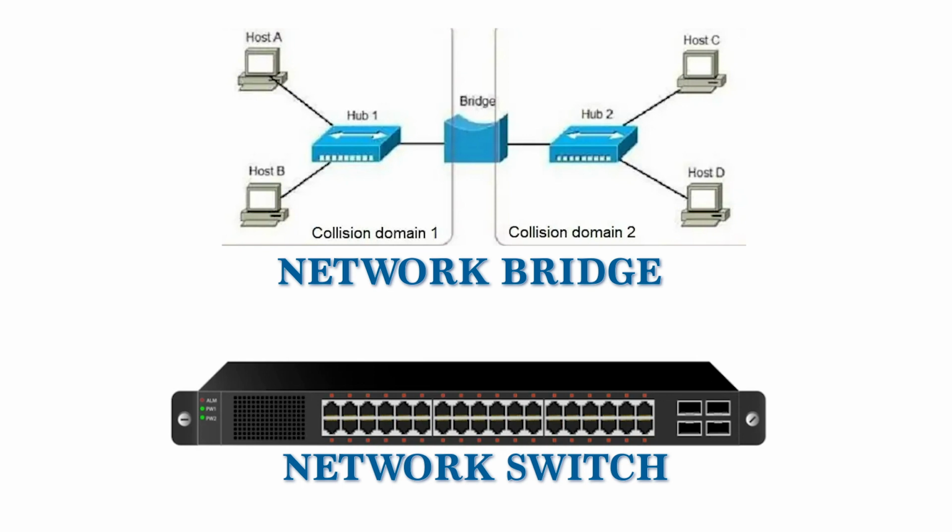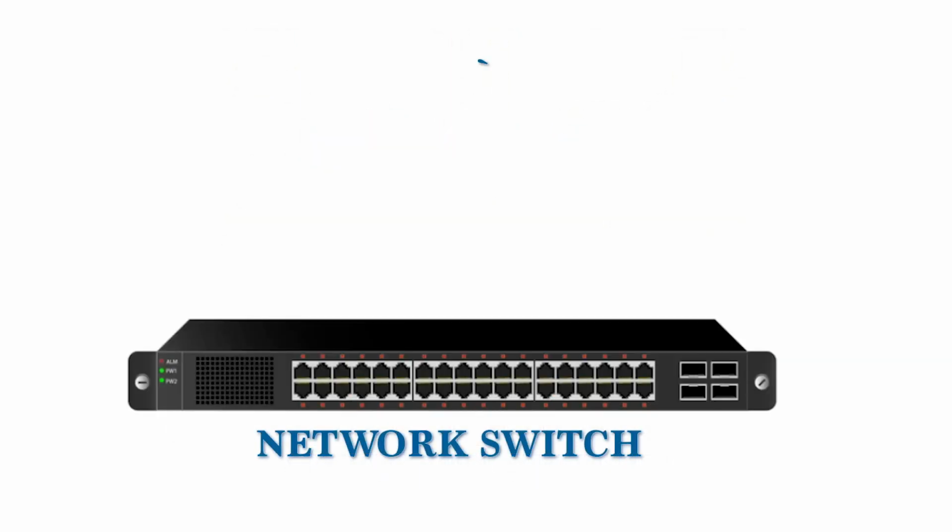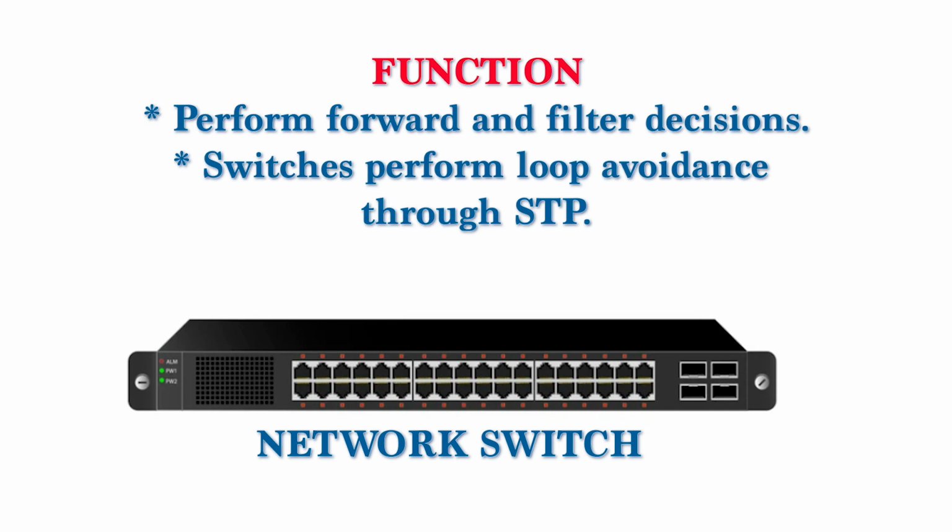The bridge in no time was replaced with the switch. The switch is a multi-port bridge. The switch was built for connectivity and network intelligence. With MAC address table on the switch, it can learn MAC addresses of all the devices that are connected to it. The switch can perform forward and filter decisions. The switch can perform loop avoidance. When we have a network design that contains looping, to avoid loops from happening, intelligence on the switches can help it to prevent this loop from happening through STP.